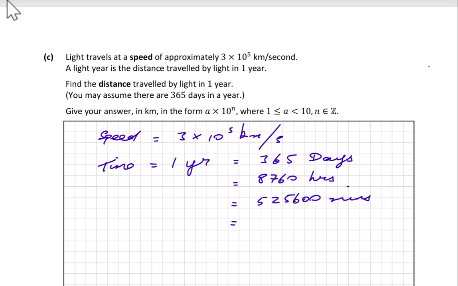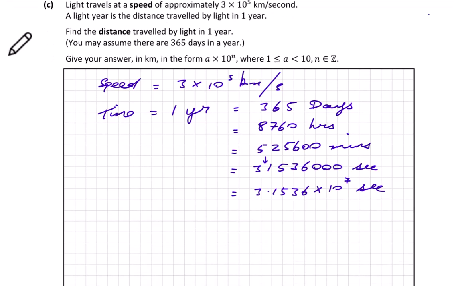Next thing we've got to do is change that into seconds. Again, there's 60 seconds in a minute, so multiply that by 60, and that'll give you 31,536,000 seconds. Now we can change that into scientific notation to make it a little bit easier. Bring the decimal point here, so it's 3.1536. Then we bring it back to the right 1, 2, 3, 4, 5, 6, 7 places. So that's how many seconds we're talking about in this question.